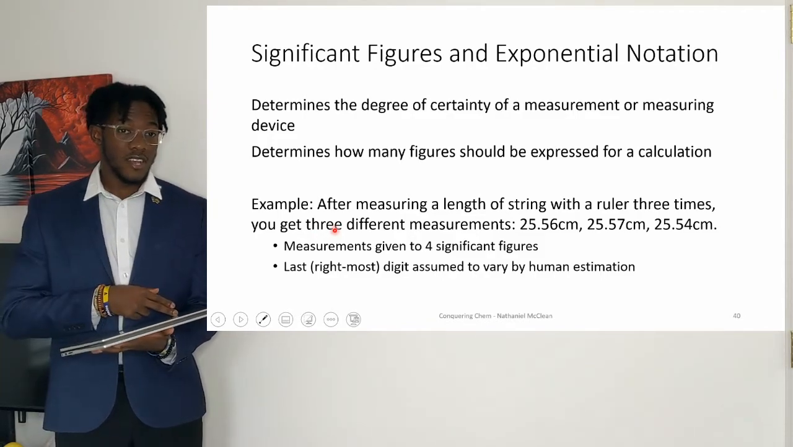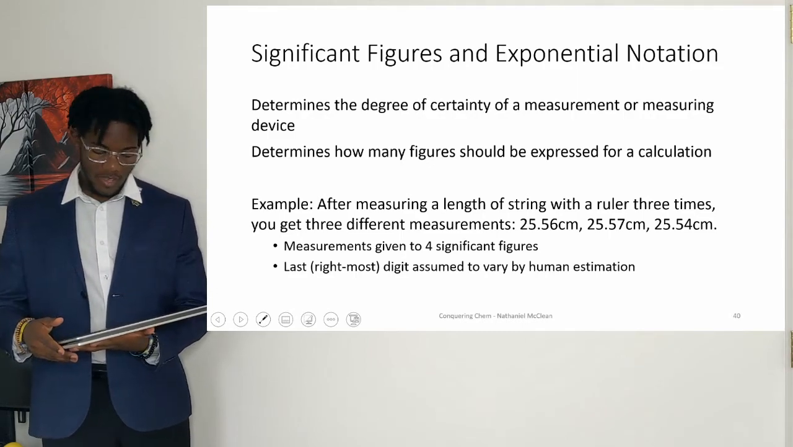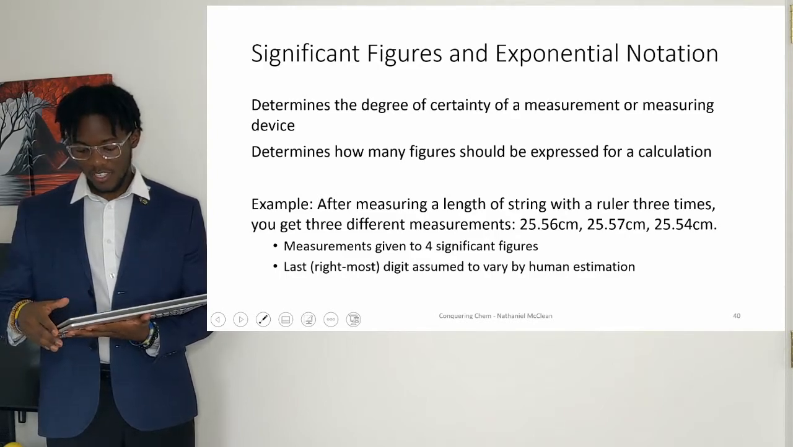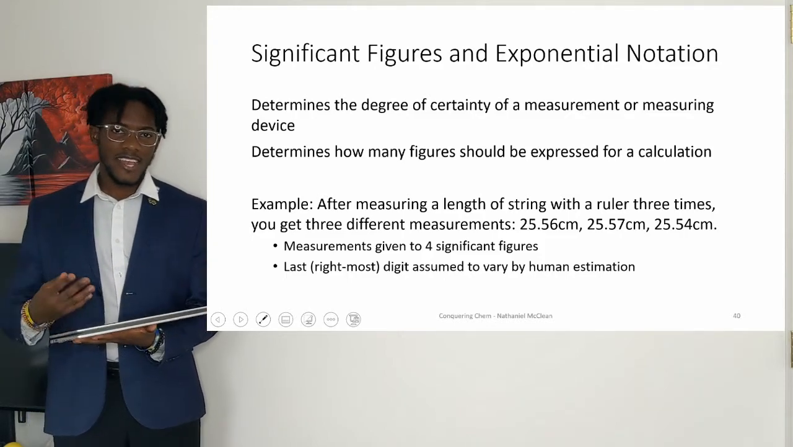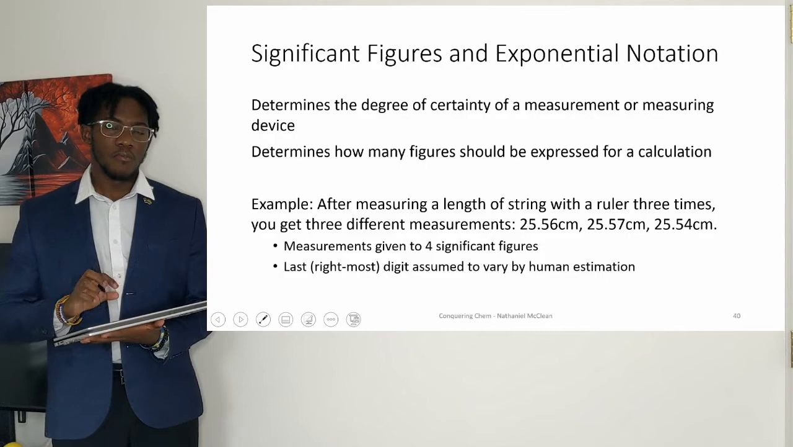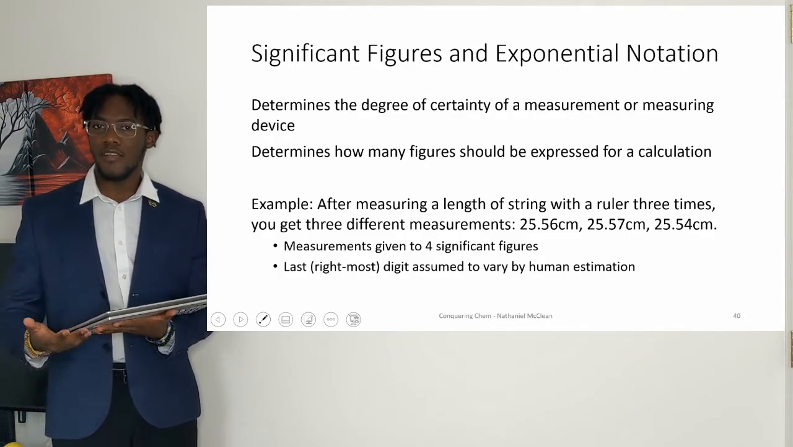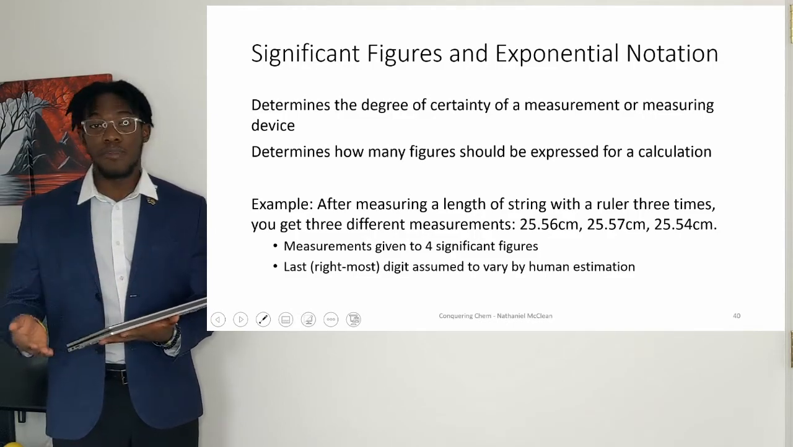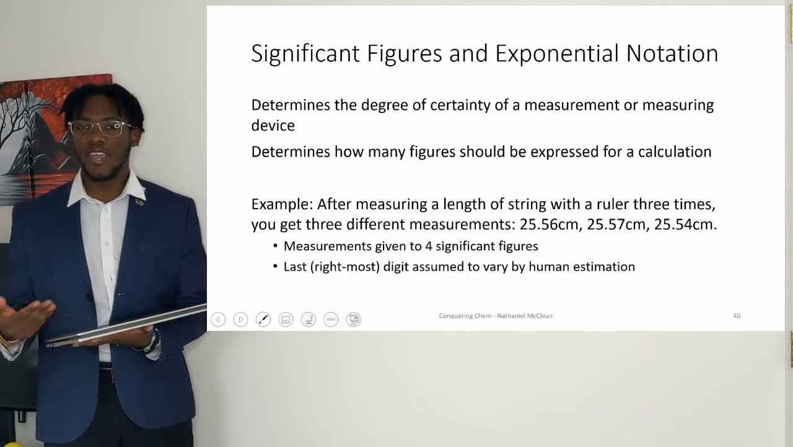So let's look at this example. It reads, after measuring a length of string with a ruler 3 times, you get 3 different measurements, 25.56, 25.57, and 25.54. Now, the significance here is that yes, we have 4 significant figures, but that last digit, the 4th digit, tells us that at some point there is some error, some inconsistency that's going on, because of course, we're not measuring the string in the exact same way every time because we're only human and we can't reproduce that.